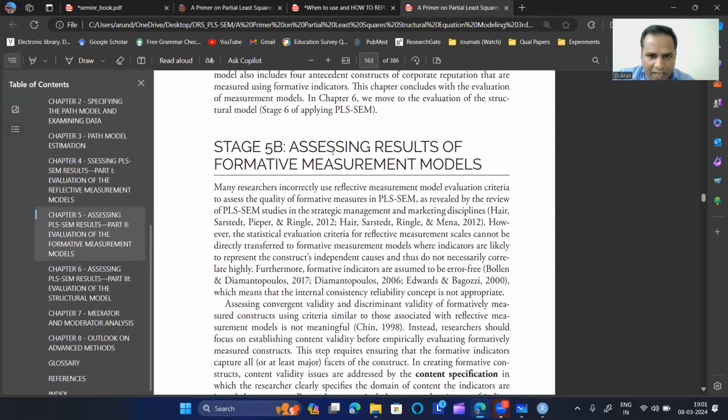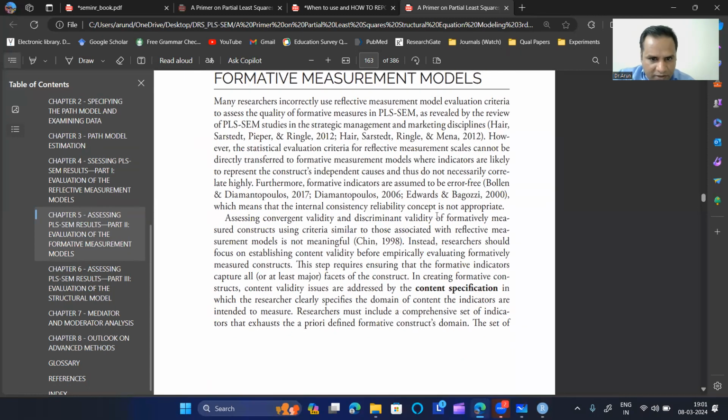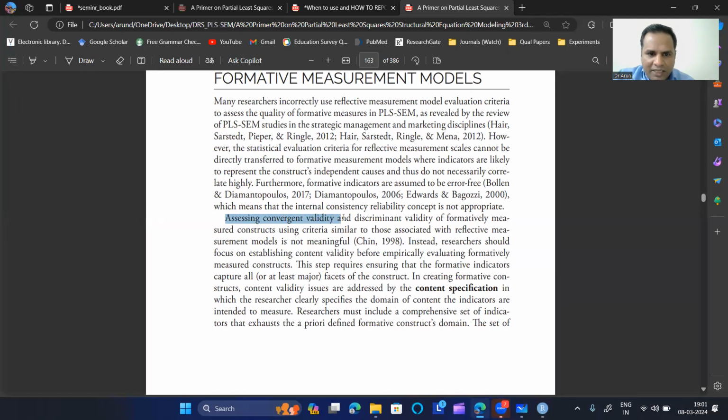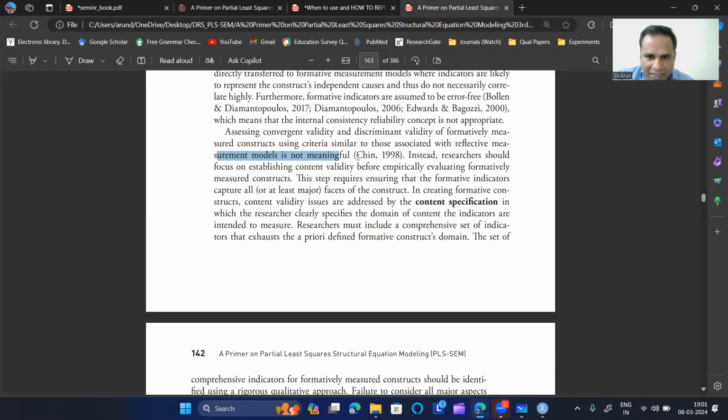Here you see: assessing results of formative measurement models. Many researchers incorrectly use reflective measurement model evaluation criteria to assess the quality of formatively measured constructs in PLS-SEM. It means you can't use the criteria given for reflectively measured constructs. Now I'm reading randomly here and there. Assessing convergent validity and discriminant validity of formatively measured constructs using criteria similar to those associated with reflective measurement models is not meaningful. And Chin has done an excellent job of giving us this redundancy analysis technique.